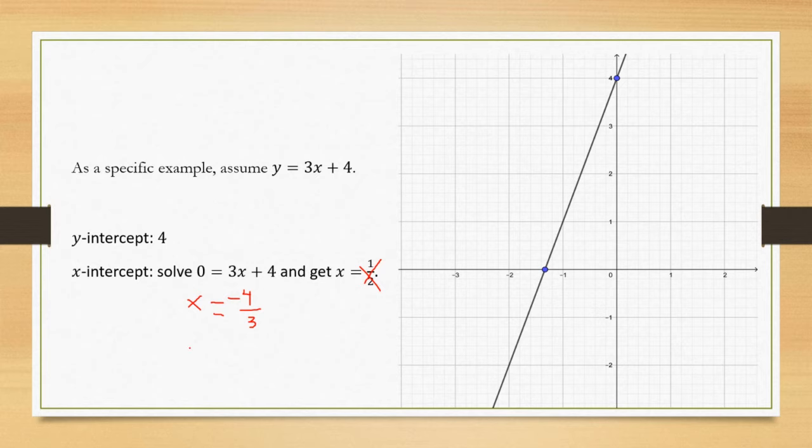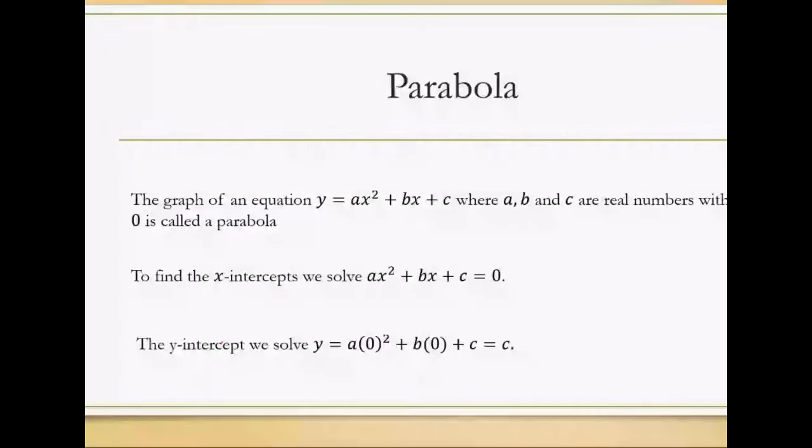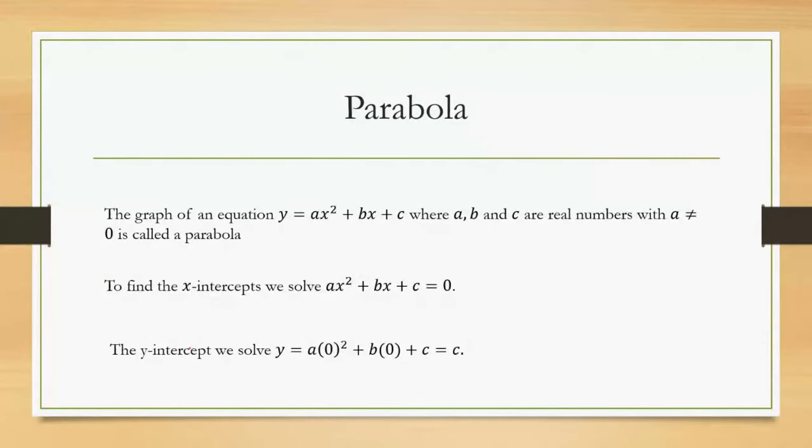Okay. Now we're going to move on to another special kind of graph called the parabola. The parabola is the graph of a quadratic equation. In other words, if you have something like this, y equals a polynomial of degree 2, right? This is a quadratic. The graph of this is called a parabola. That's what the graph is called. It's a parabola. Okay.